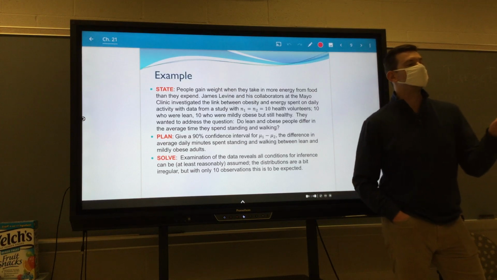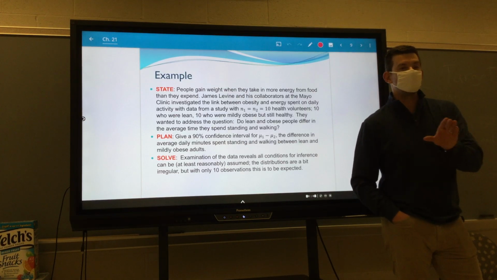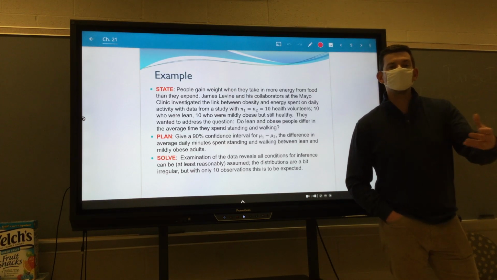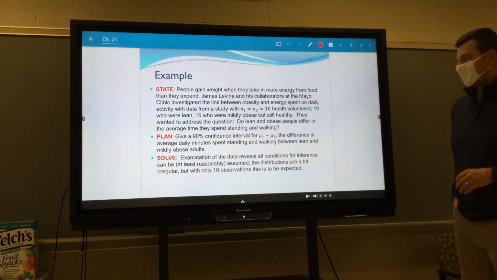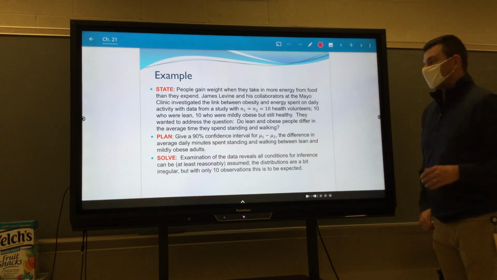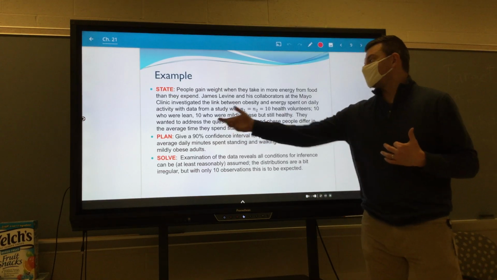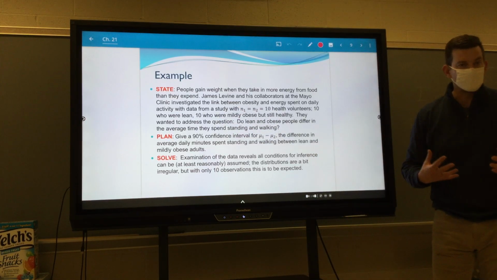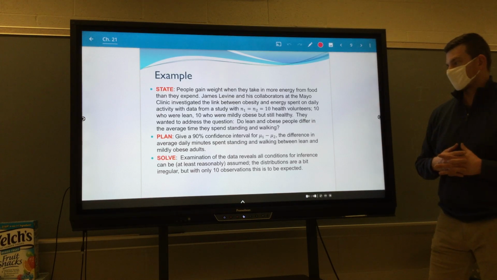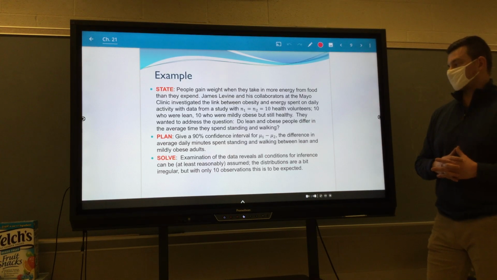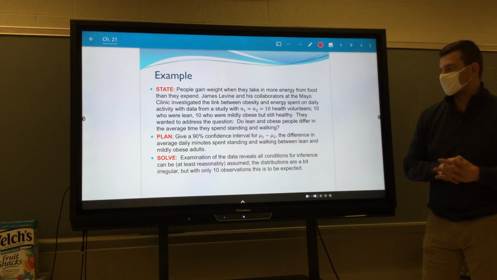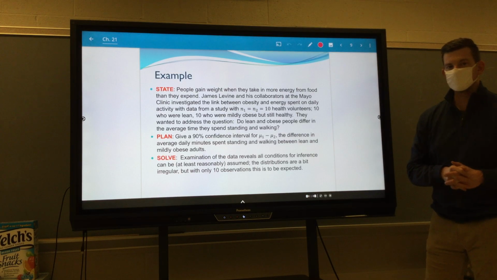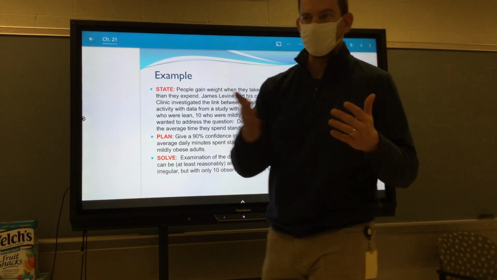Again, with these procedures, you don't need the samples to be the same size. Ideally, you want them to be either equal or approximately equal. So 10 of these people were lean, and 10 of these people were mildly obese, but still healthy. They wanted to address the question: do lean and obese people differ in the average time they spend standing and walking? Okay. So this is a bit of an observational study, right?